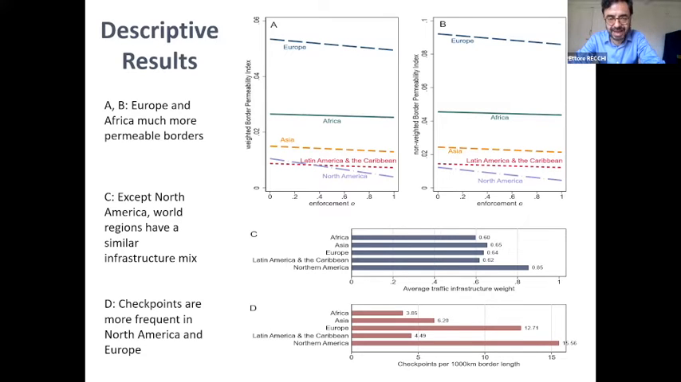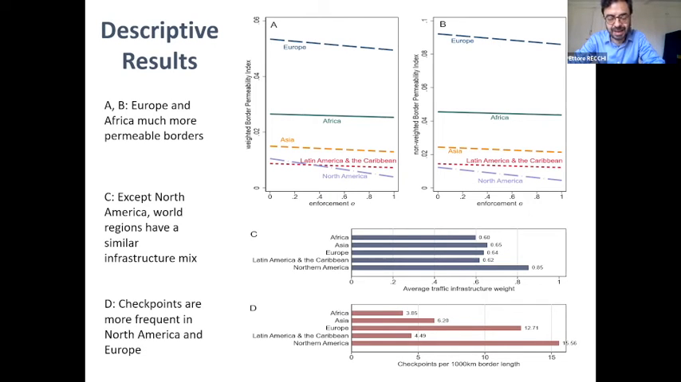And now I come to the results. If we stick to the border permeability index, which shows how easy it is to cross the land border, we see that by far the index is higher in Europe and in Africa than in other continents, but particularly in Europe. Panels A and B show the distribution of the index at various possible degrees of enforcement of checkpoints.